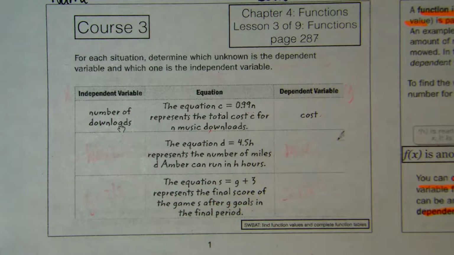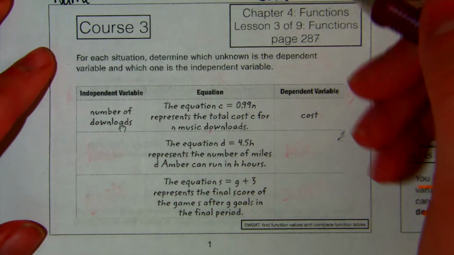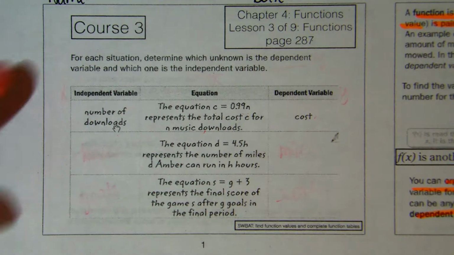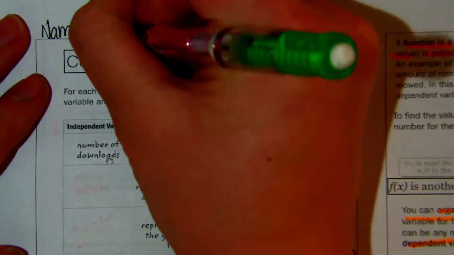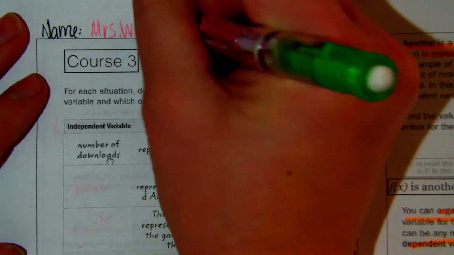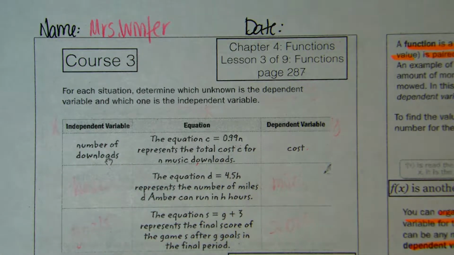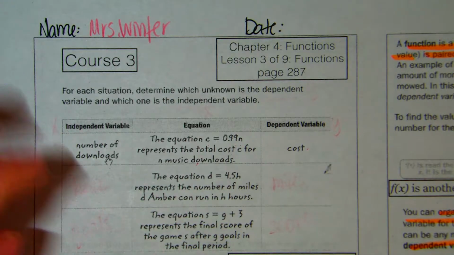Okay, so today we're doing functions, lesson 3. It's actually called functions, so we're going to use that terminology, that word that we had talked about the other day with 2.5 about functions. So it says for each situation, determine which unknown is the dependent variable and which one is the independent.